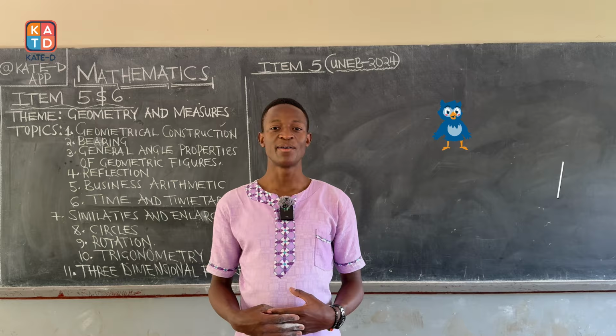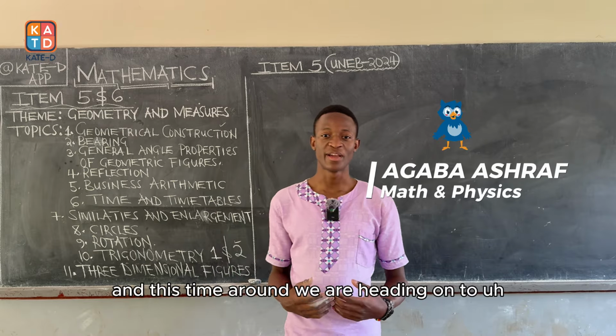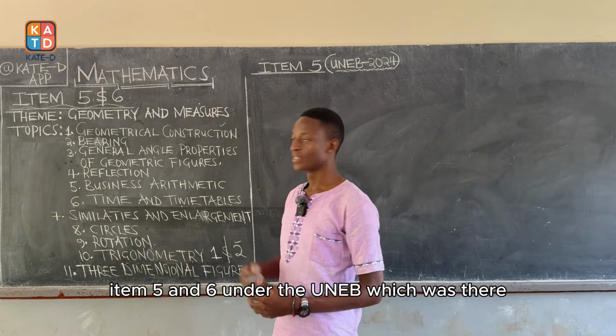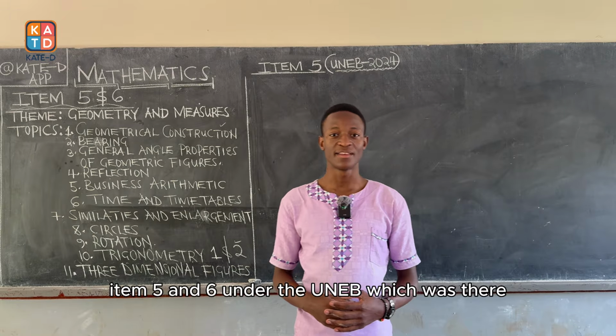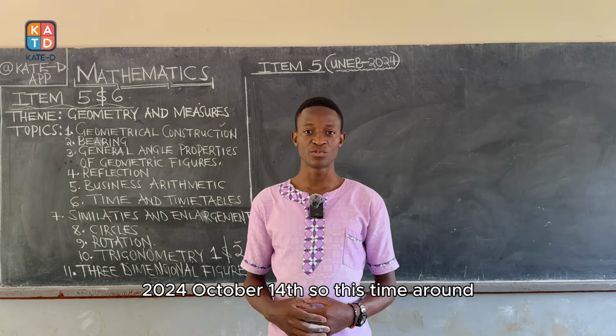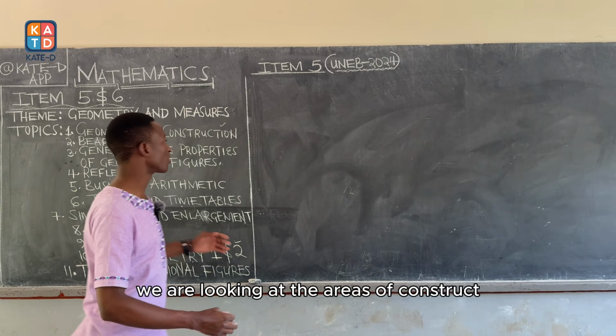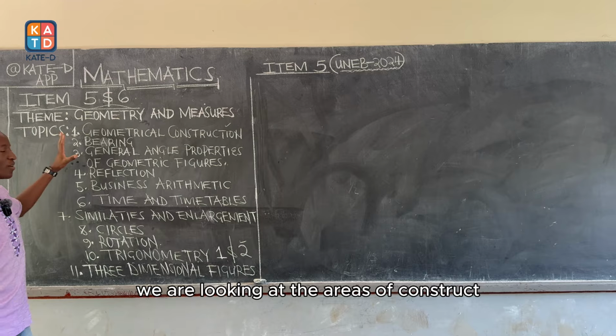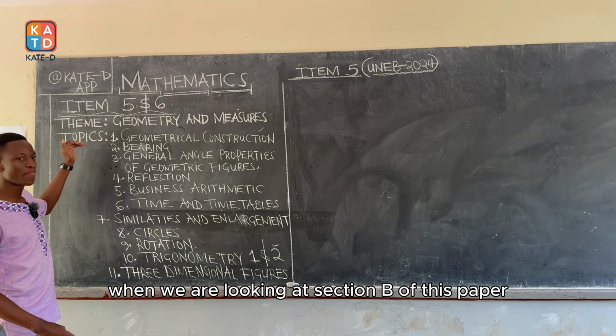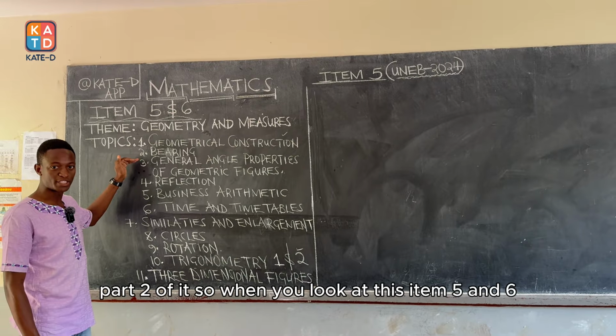This is Teacher Agaba Ashraf, and this time round we are heading on to item 5 and 6 under the UNEB, which was done 2024 October 14th. So this time round, we are looking at the areas of construct when we are looking at section B of this paper, part 2 of it.